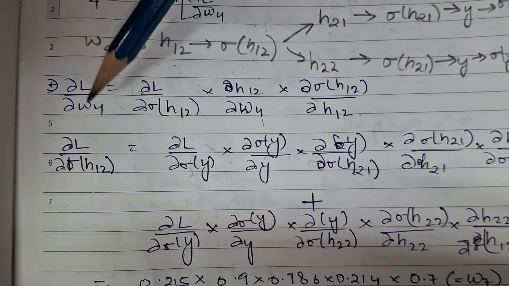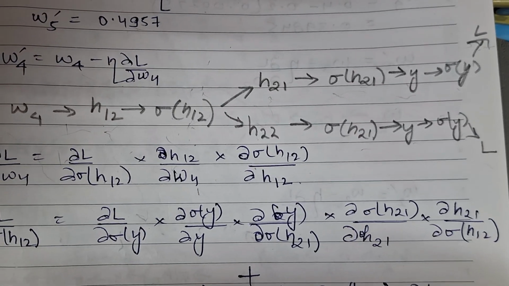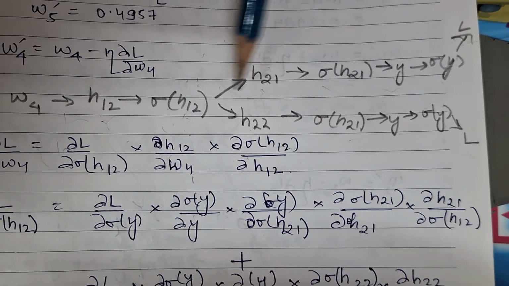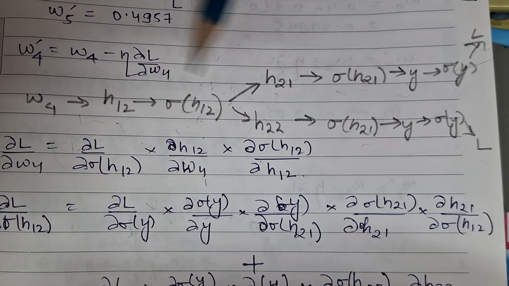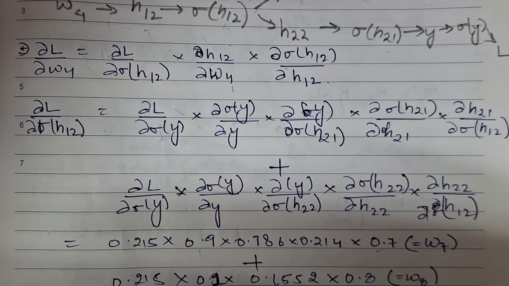To calculate this, we will have to apply a little bit of brain. As we can see here, the flowchart is branching off into 2 parts, which means that these 2 parts will be added to create del L by del of sigma H12. Here we have the bifurcation.